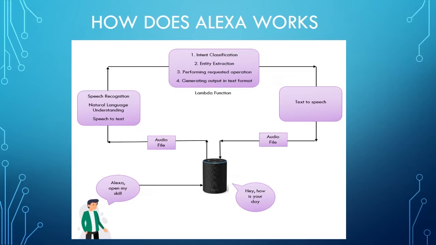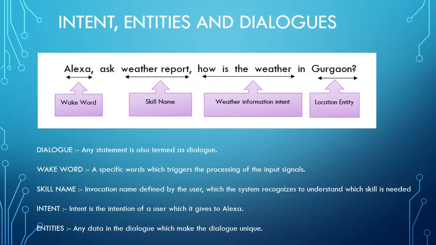This Lambda function generates an output based on the user input and sends it for conversion to speech. The converted audio file is received by Alexa and is played via Alexa speakers. This is the whole process and the flow of how Alexa works. We talked about some technical terms such as intent classification and entity extraction in our Lambda function. But what are these things?